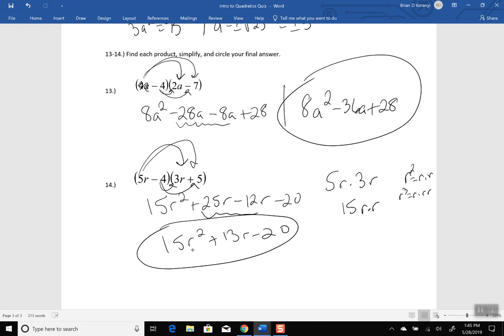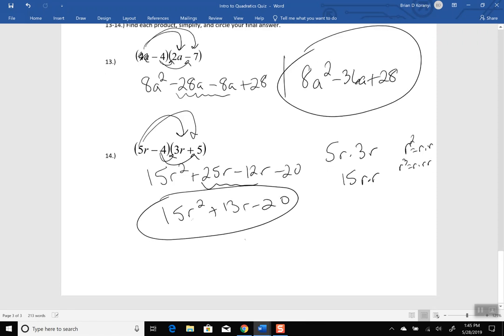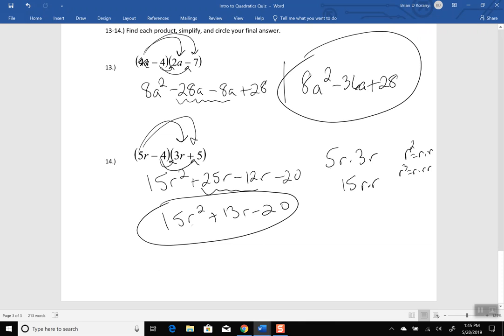These are not going to combine because they're not like terms. It says you have 15 of this object, and r squared is a different object than the plain old r. All right, and that was our quadratic review part.